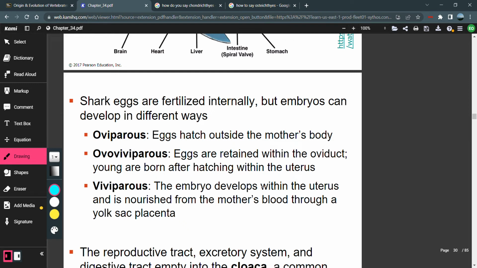Oviparous means eggs hatch outside the mother's body. I'm going to let you read on these. Ovoviviparous means eggs are retained within the oviduct and the young are born after hatching within the uterus. And for viviparous, the embryo develops within the uterus and is nourished from the mother's blood through the placenta.